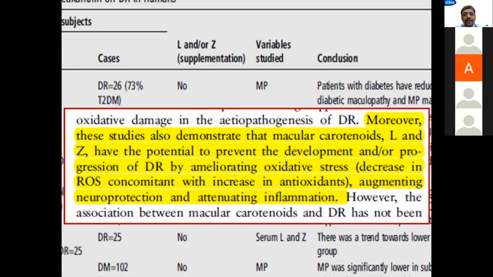So that study summarized that, moreover, the studies also demonstrate that the macular carotenoids lutein and zeaxanthin have the potential to prevent the development and/or progression of diabetic retinopathy by ameliorating the oxidative stress, augmenting the neuroprotection and attenuating inflammation. So not only is the oxidative stress controlled, but it also offers neuroprotection and attenuates the inflammation.